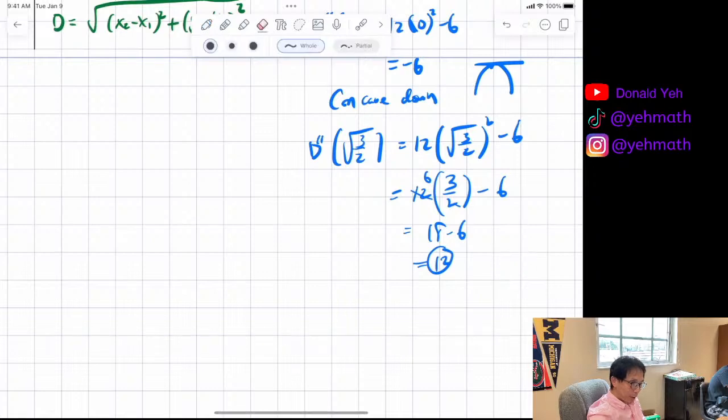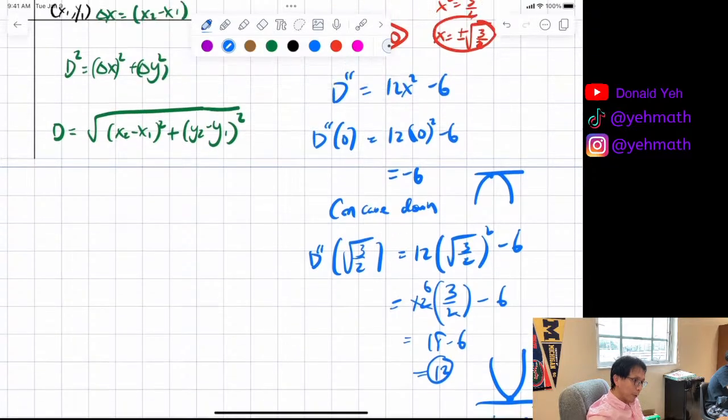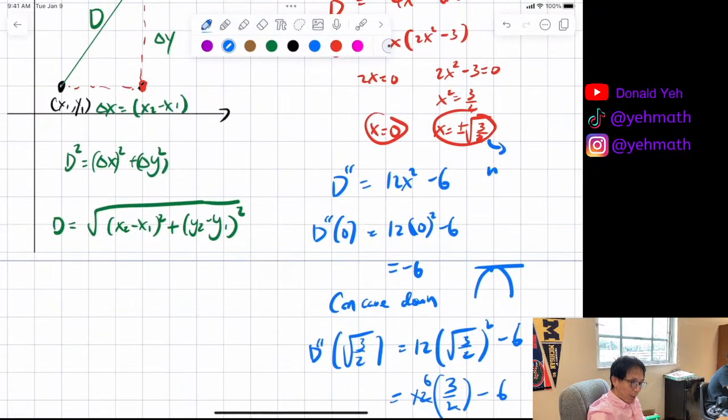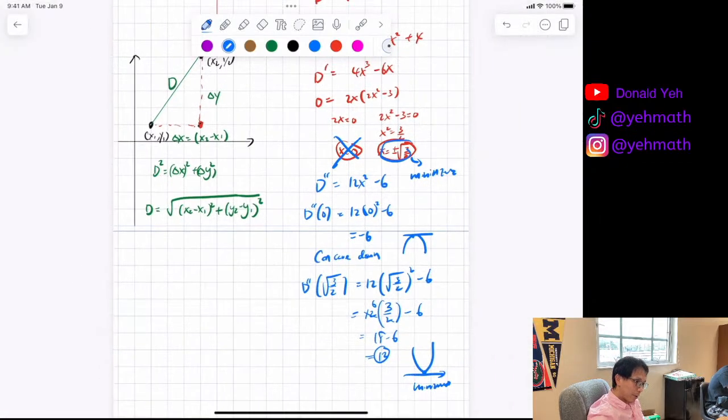So 12 is concave down. No, it's concave up, sorry. 12 is concave up because it's positive, and that's a minimum. So we just proved that this is the minimized distance, not maximized. So this one is a wrong answer. This is the only right answer. Then you can plug it back in.